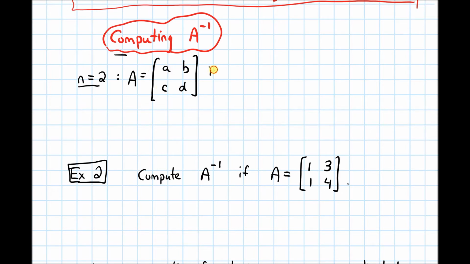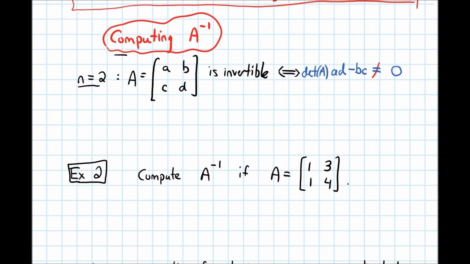So this matrix is invertible if and only if, and here's our symbol for if and only if, a times d minus b times c is not equal to 0. This expression, a times d minus b times c, we see often with 2 by 2 matrices, and it has a special name. It's called the determinant of A.